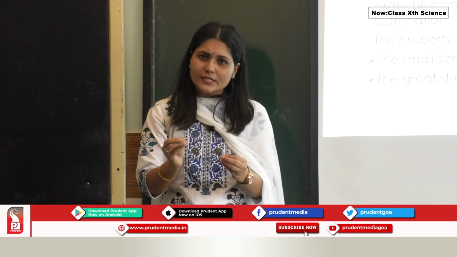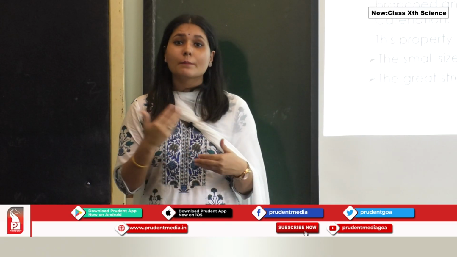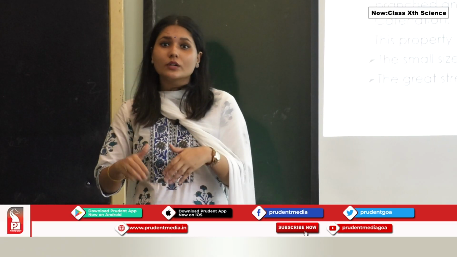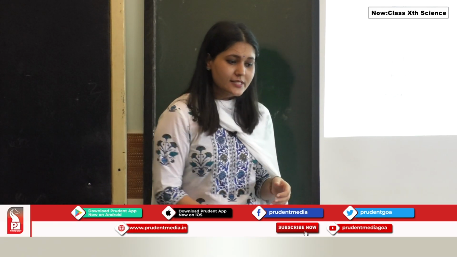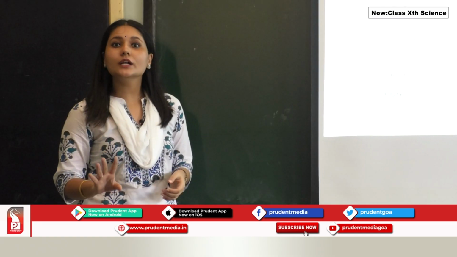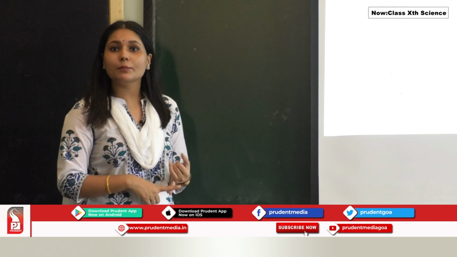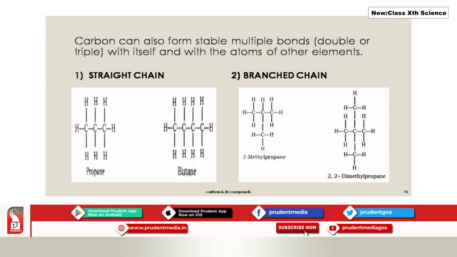Due to its small size, carbon will easily become stable when it combines with other atoms or atoms similar to itself. Let us see an example. Here we see carbon can form stable multiple bonds. We have learned three types of bonds: single bond, double bond and triple bond. Carbon forms stable multiple bonds, that is double or triple, with itself and with the atoms of other elements.